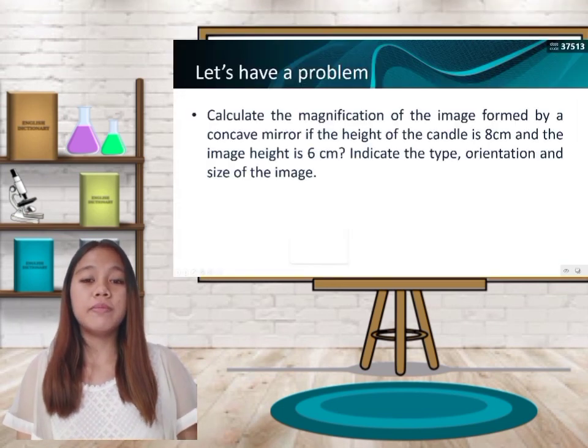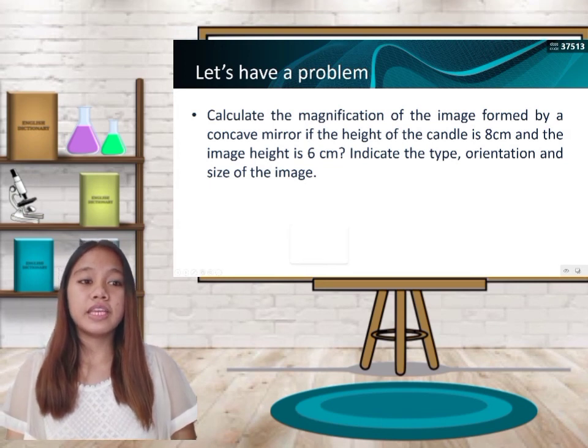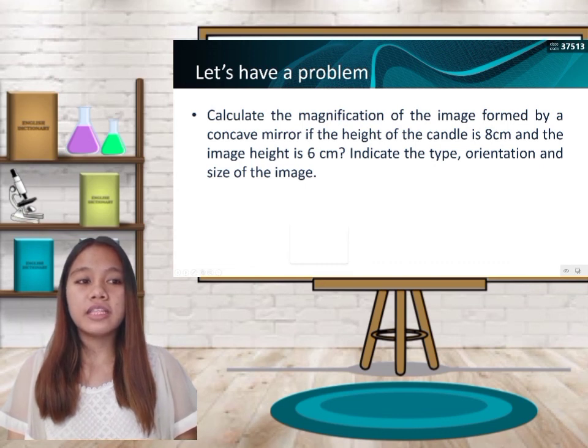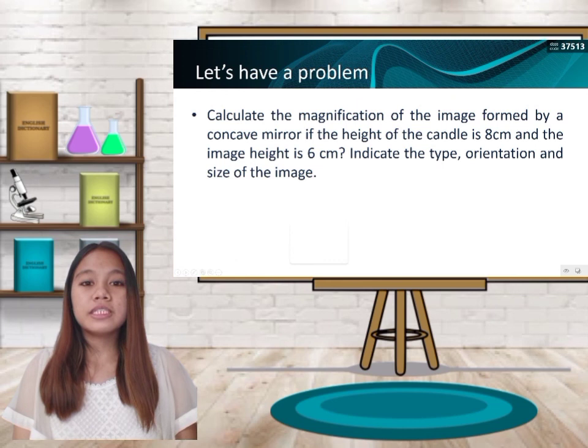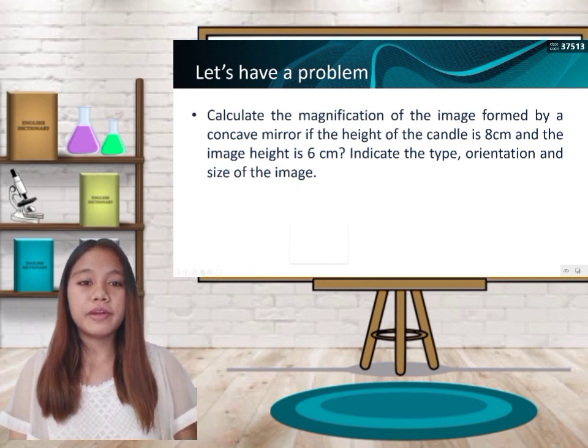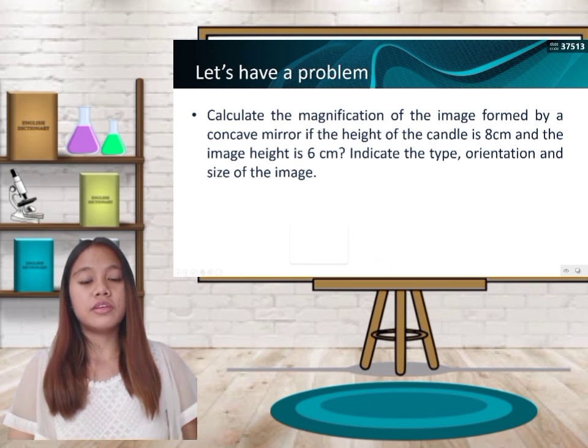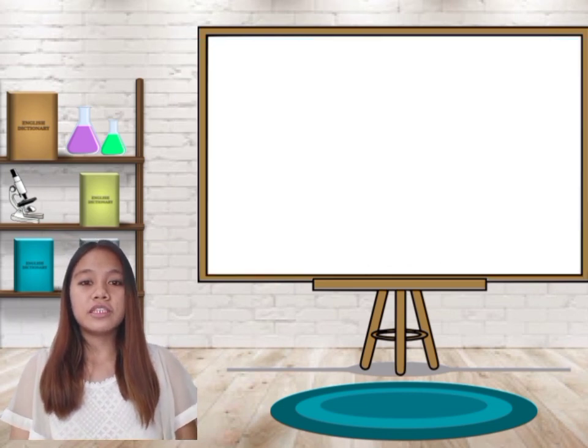So let's have this problem. Calculate the magnification of the image formed by a concave mirror if the height of the candle is 8 cm and the image height is 6 cm. Indicate the type, orientation, and size of the image. So please rely on the equation that I've given earlier, and you can also answer this on your paper or in your big notebook. If you have questions, you can ask me for clarifications.